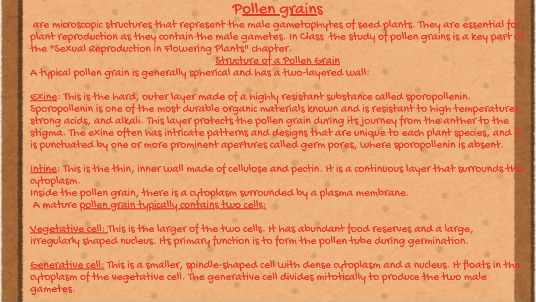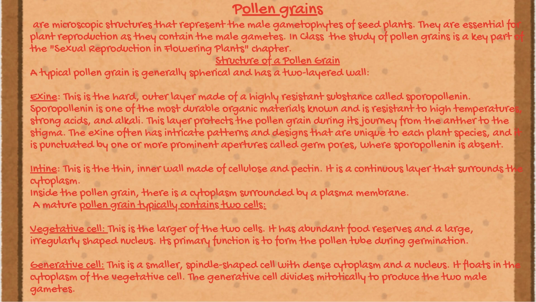Inside the pollen grain, there is a cytoplasm surrounded by a plasma membrane. A mature pollen grain typically contains two cells. The first one is the vegetative cell. This is the larger of the two cells. It has abundant food reserves and a large, irregularly shaped nucleus. Its primary function is to form the pollen tube during germination.